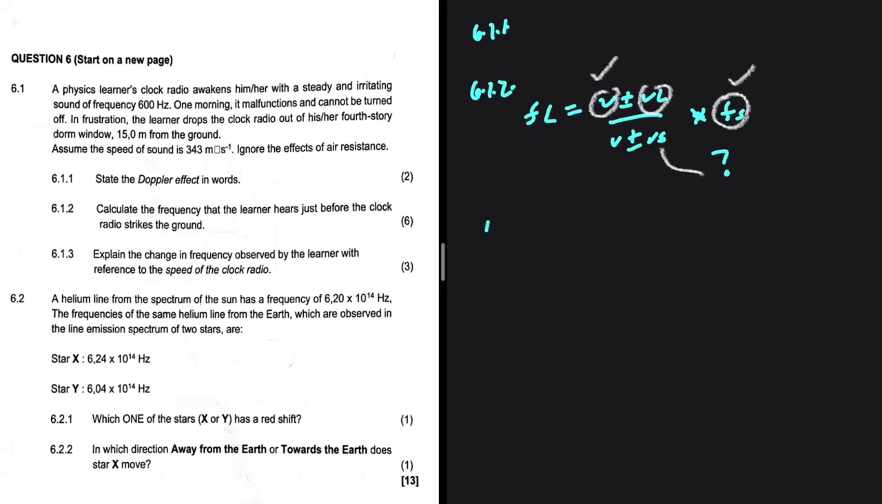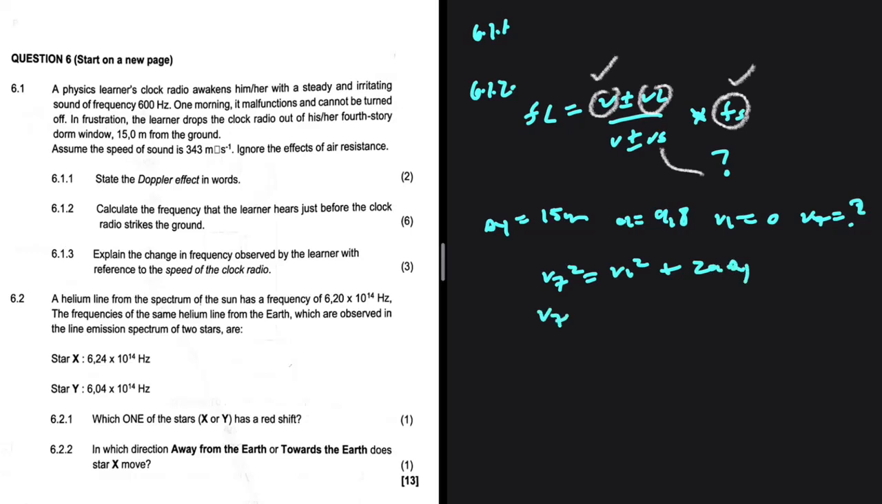We have the displacement, which is 15 meters. We have our acceleration, obviously, 9.8. We have VI, which is equal to 0, because the learner dropped the clock. And what else do we have? I think that is all we need. We are looking for VF. So the simplest formula here to use should be VF squared is equal to VI squared plus 2A delta Y.